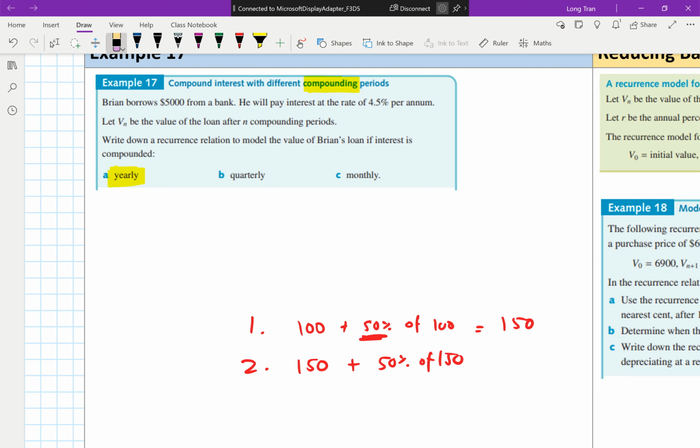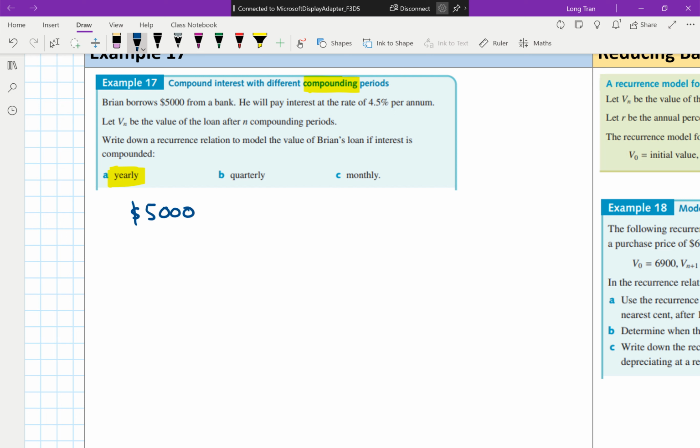Let's do it together. I'll show you how it works. Brian borrows $5,000 from a bank. So here we go. We've got $5,000. He starts off borrowing $5,000. He will pay interest. So this is how much he's going to pay back. A rate of 4.5% per annum. So that means the rate is 4.5% every year. Okay, annum means year. That means yearly. Which is great. So it means every year they will then get charged.